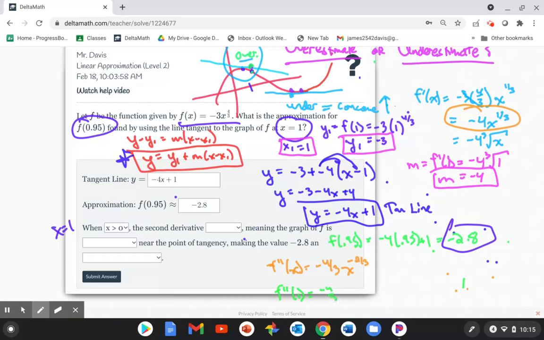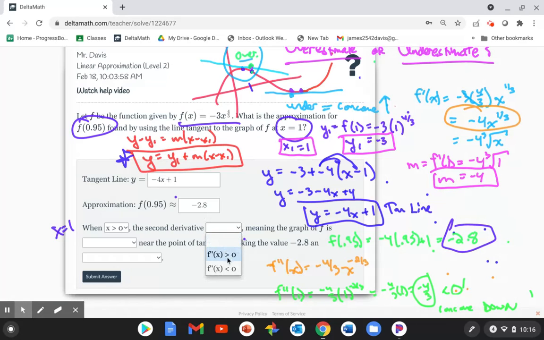Negative 4/3 times 1 to the negative 2/3. 1 to any power is still just going to be 1. So it's just negative 4/3 times 1, which is negative 4/3. So all we care about is that it is negative, which means it's less than 0. So that's concave down. So on that whole interval, greater than 0, it is going to be concave down, right? Because less than 0. Let's go ahead and add those in.